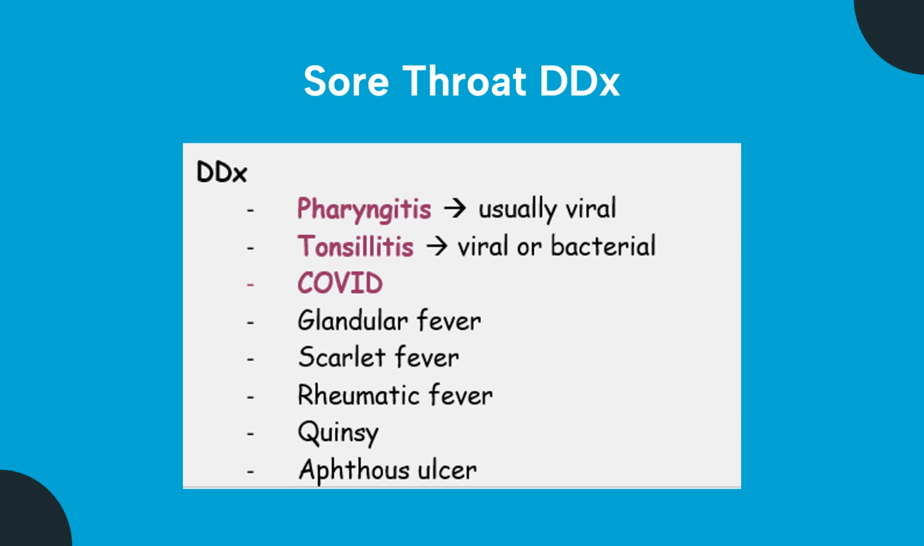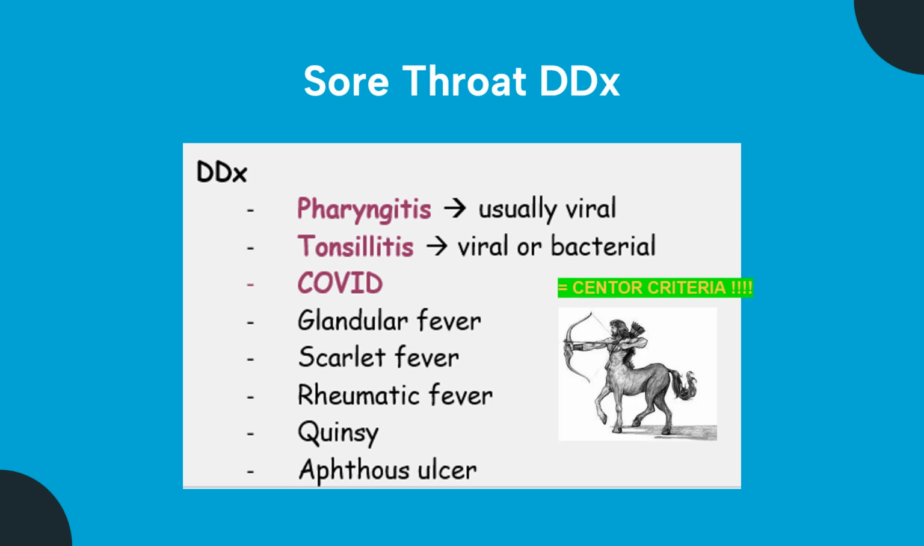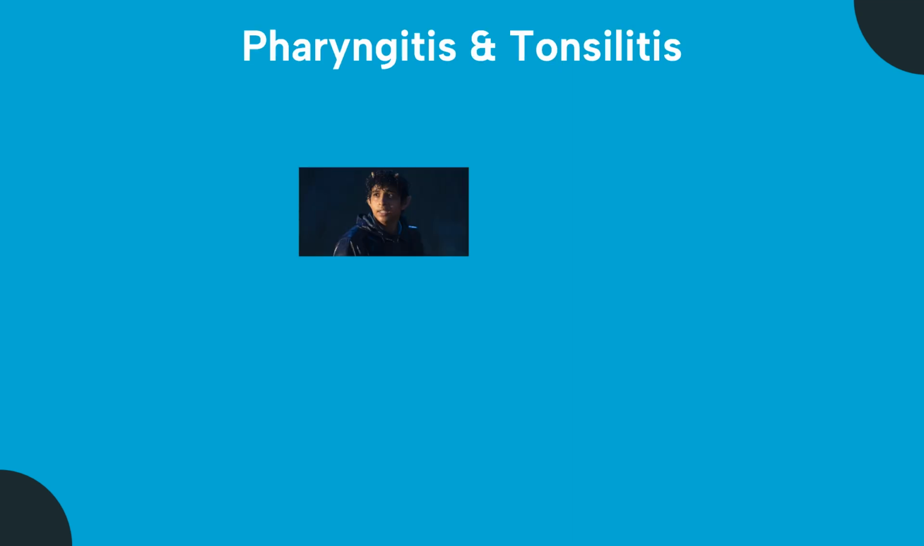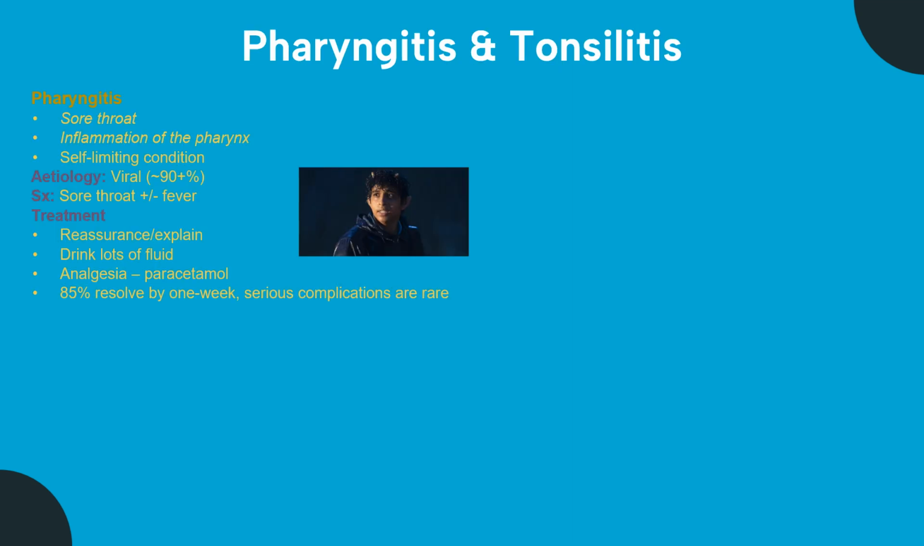So there's a lot of differentials for sore throat, but the main ones we're going to focus on will be your pharyngitis and tonsillitis. We'll also be discussing your glandular fever, scarlet fever, rheumatic fever, and a bit about quinsy and aphthous ulcer. And also, regarding your tonsillitis, we'll be discussing your Centor criteria. So, in terms of pharyngitis and tonsillitis, pharyngitis is what we normally consider to be a sore throat. So it's inflammation of the pharynx, and since most are viral, around 90+%, it's a self-limiting condition.